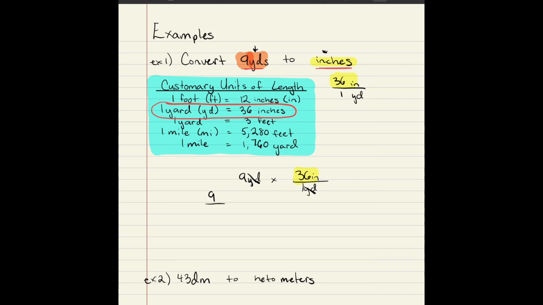And the yards cancel out. So now I have 9 over the invisible 1 times 36 over 1. Inches. I forgot my inches symbol here. So it's 324 inches.